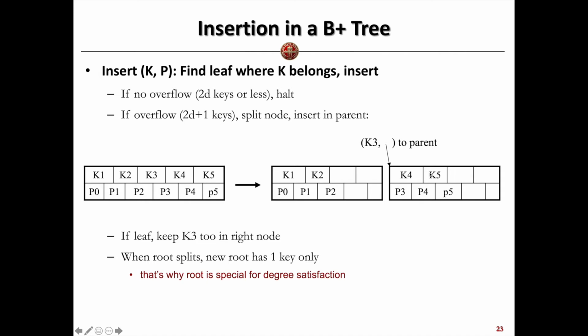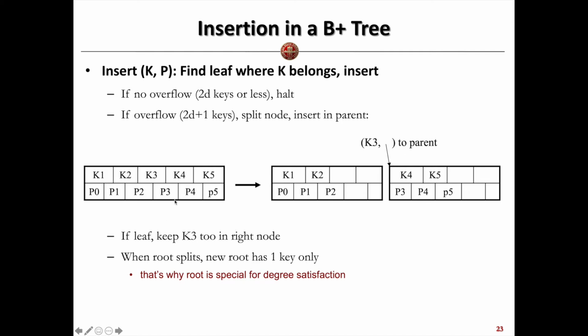And we'll have a special case. If this node is a leaf node, we will keep this K3 in the right node. In other words, if this node happens to be a leaf node, then the right node will actually be K3, K4, and K5 as the keywords inside it. Of course, this K3 will also be inserted to the parent node as well if it is a leaf node.